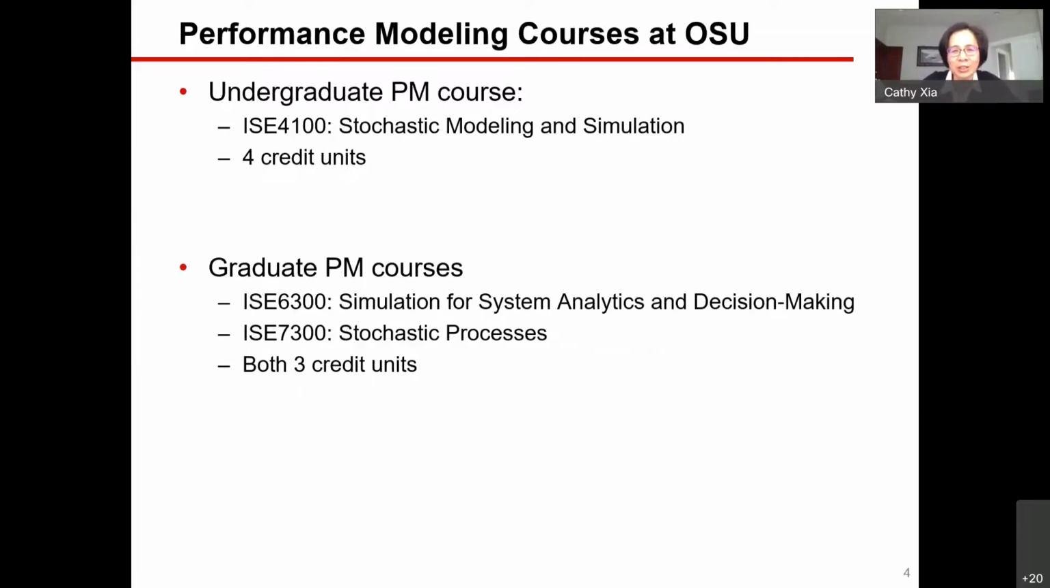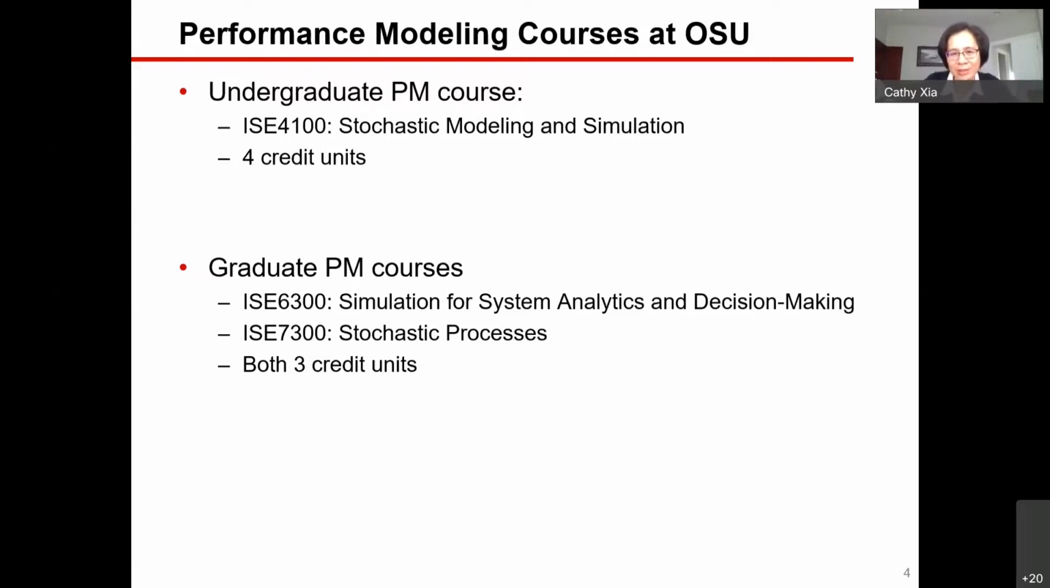So first, what do we teach at OSU? These are the three courses in my teaching load. For undergrad, we teach a course, previously called performance modeling and simulation, recently changed to stochastic modeling and simulation. This is a 4-credit unit course. We normally have 70 to 100 students. It's a large class. And at graduate level, we teach a master level and a PhD level course.